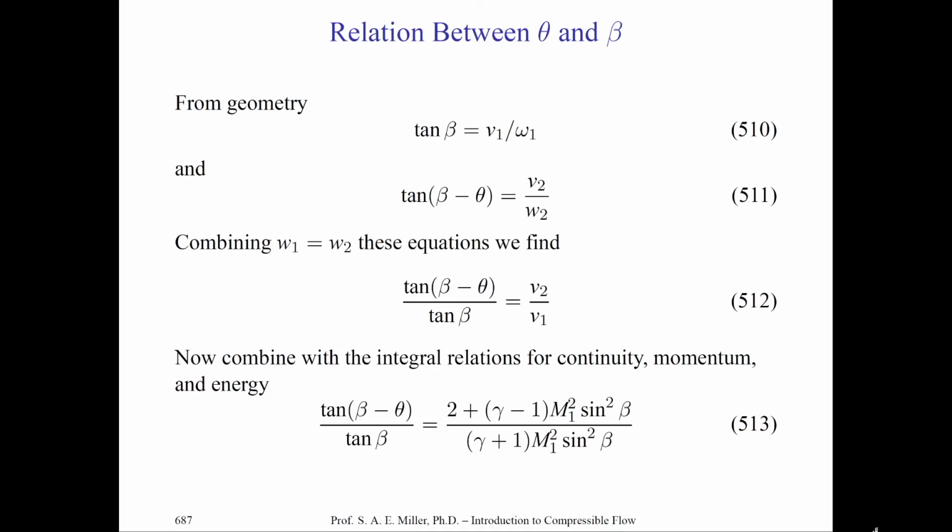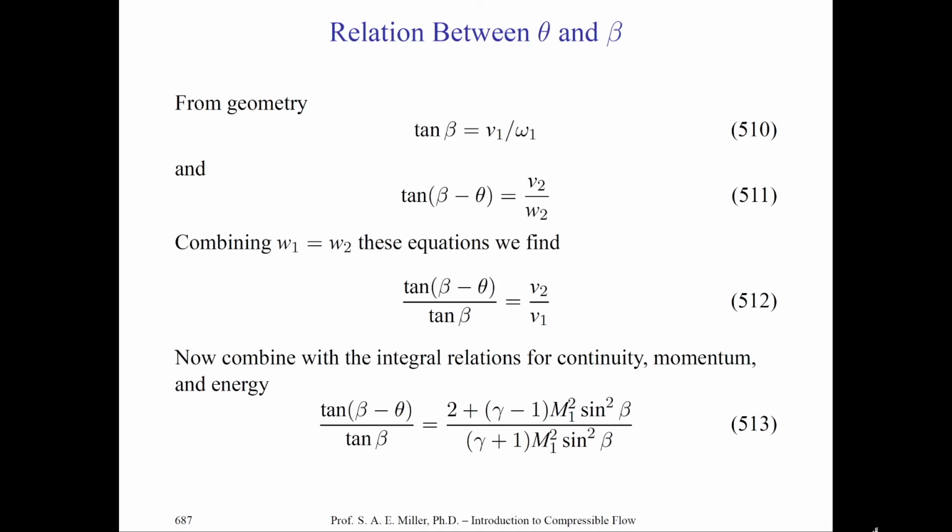From our earlier tangential momentum equation, we showed that W1 equals W2. So we can combine 510, 511, and W1 equals W2 to find the following equation, 512. We can see tangent of beta minus theta, the tangent of the difference of the wave angle and turning angle, divided by tangent of beta, goes as indeed V2 over V1. You'll see W1 equals W2, they're replaced, and of course they cancel, and we're left with V2 over V1 on the right-hand side, with the left-hand side of 511 in the numerator on the top of 512, and the left-hand side of 510 in the denominator of 512. Try it out for yourself.